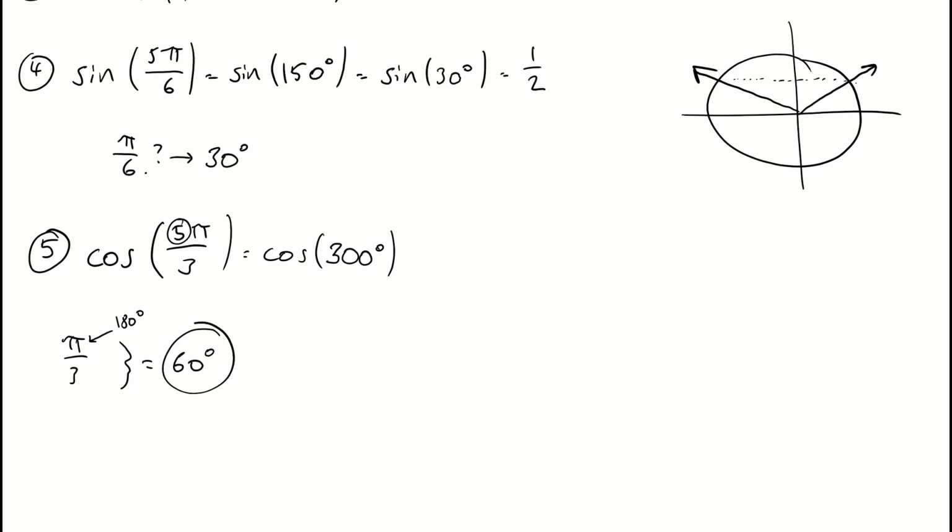Okay, I need 5 of these 60 degree portions. Now, the cosine of 300 degrees is the same as the cosine of 60 degrees, which is just equal to a half. And finally, one question where we've actually got to solve a bit of a trigonometric equation.